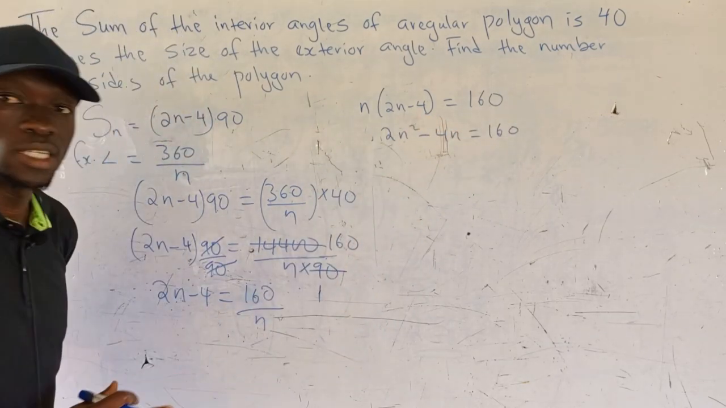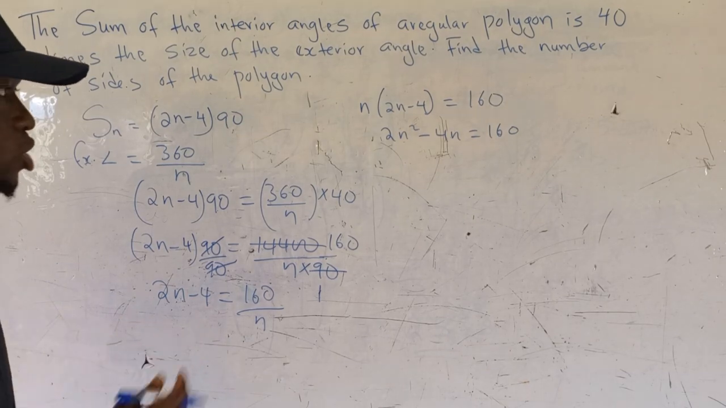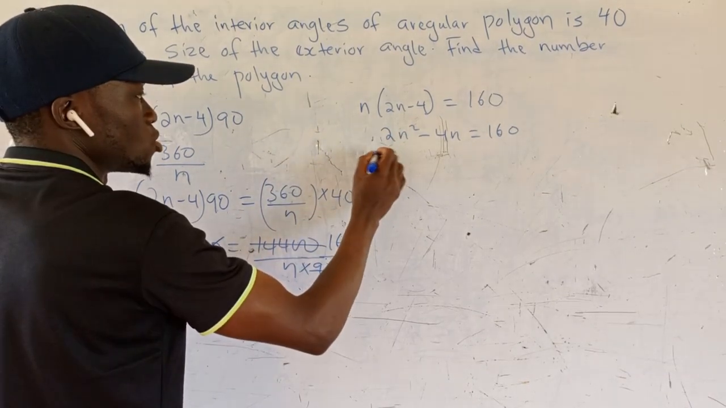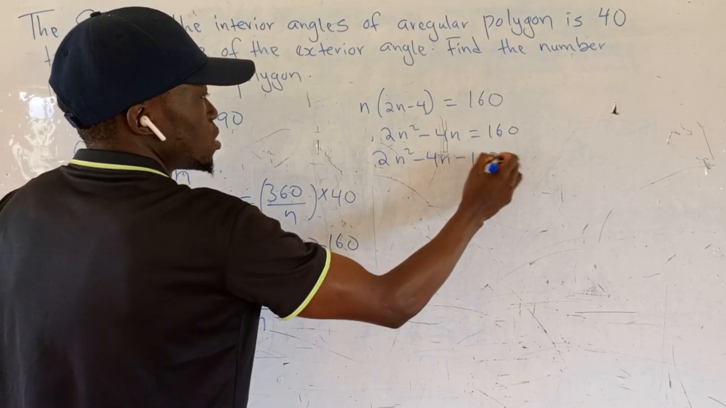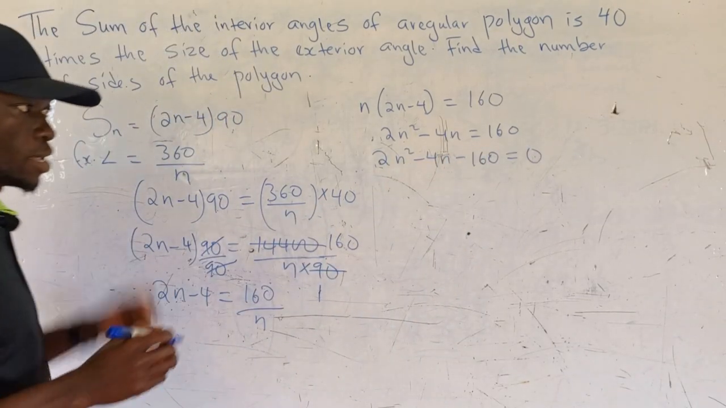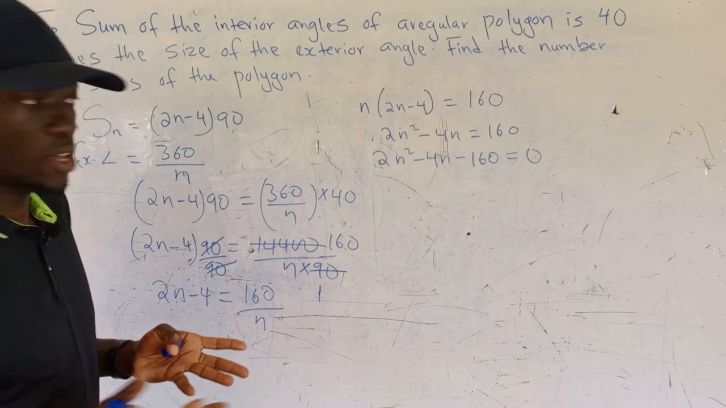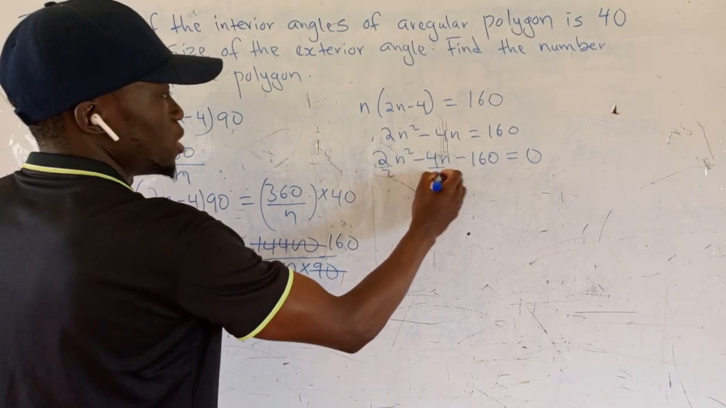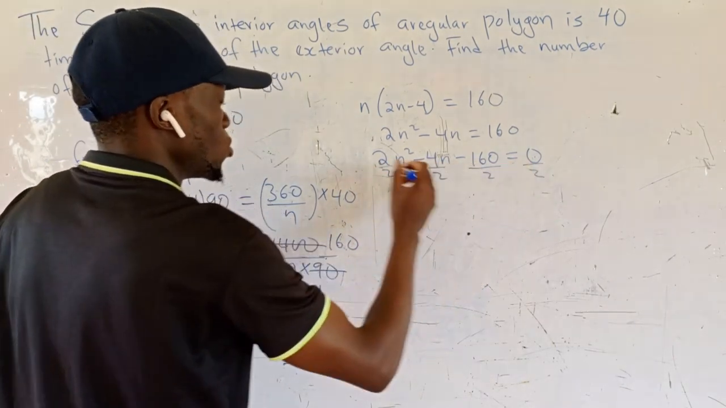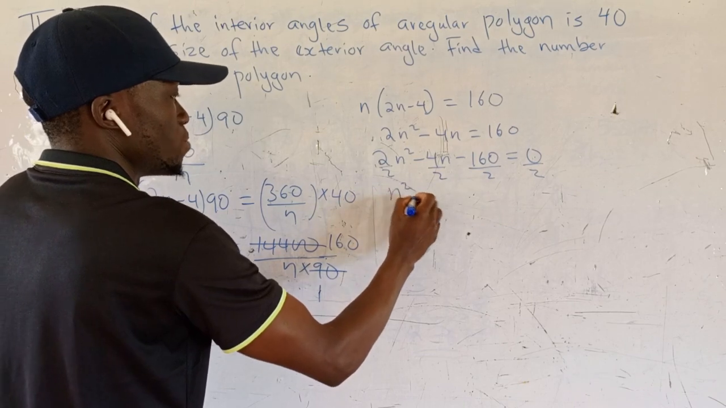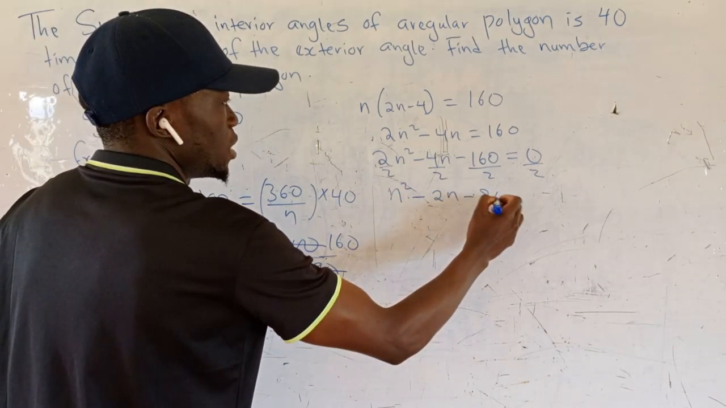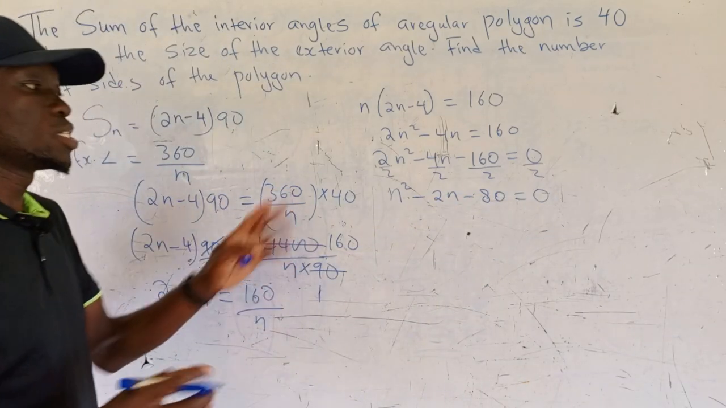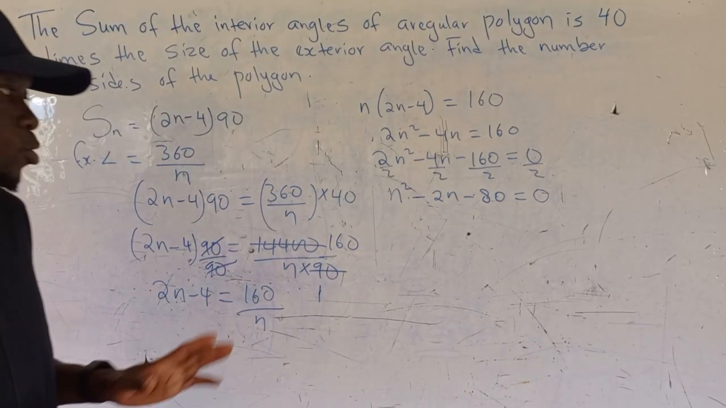So this is a quadratic equation. We can just arrange it and you can have something like this: 2n squared minus 4n minus 160 is equal to 0. Now we can still simplify further by dividing everything by 2. So I'm going to have n squared minus 2n minus 80 is equal to 0. So this is our simplified quadratic equation.